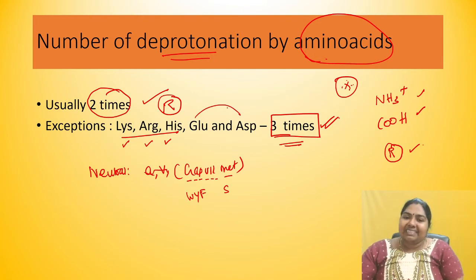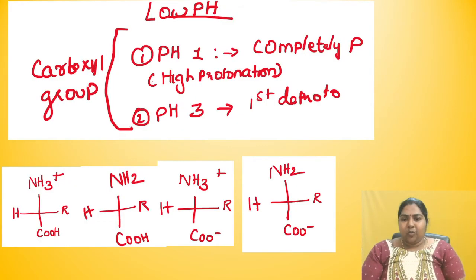Likewise, all the acidic amino acids. What are they? Yes, glutamic acid, aspartic acid. They also undergo an extra time of deprotonation because of their R group. Got it? Okay. So this is the basic knowledge. Now comes the real point.